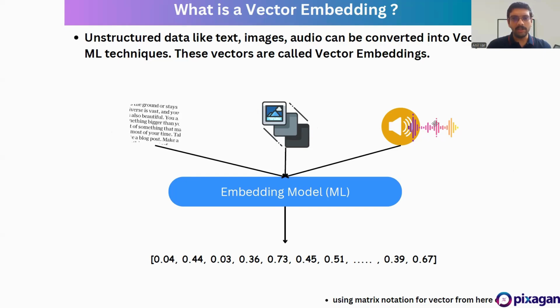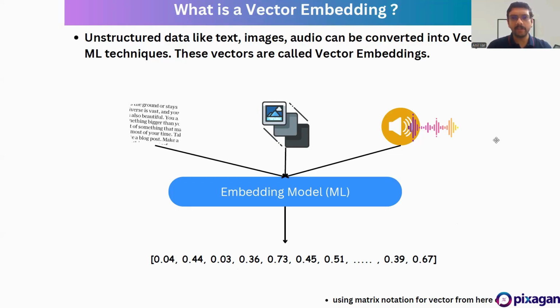So all three of them are not the same vector. This is just an example of how these can be converted into vectors. And this vector that is representing this object, whether it be some text, an image, or some audio, is a vector embedding. And the model used to generate this is an embedding model. It's typically a machine learning, mostly a deep learning model, right? That's used to convert these into vectors.